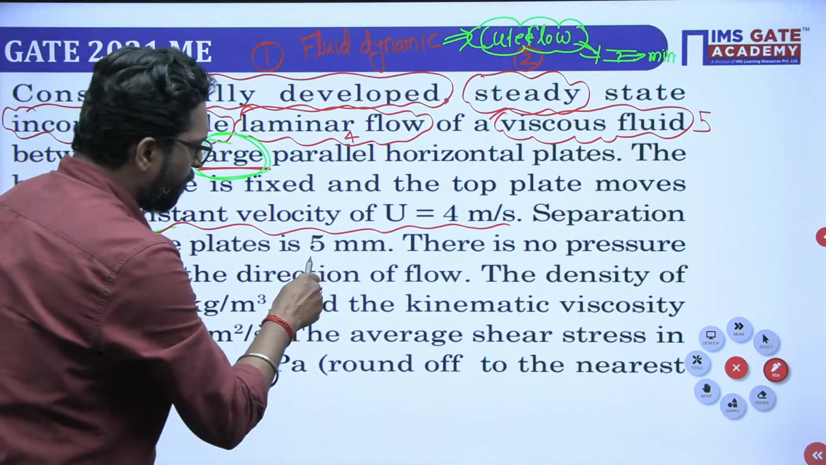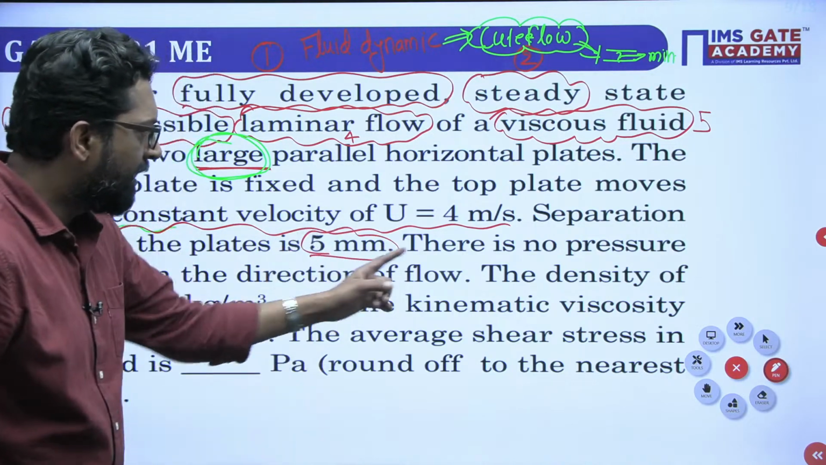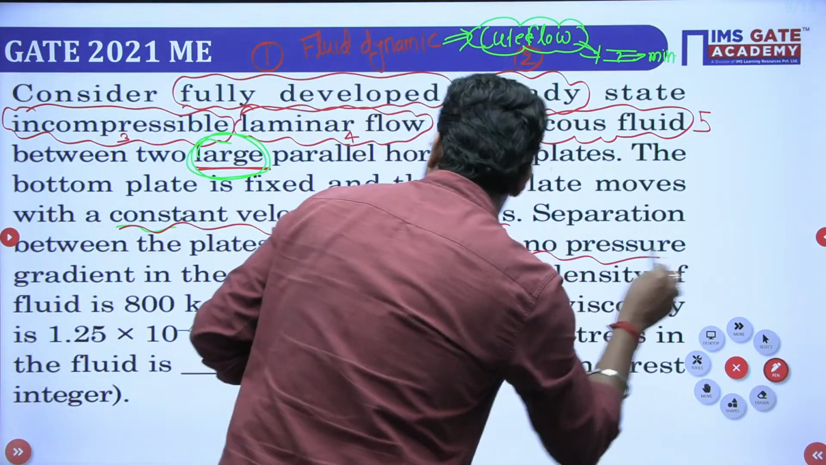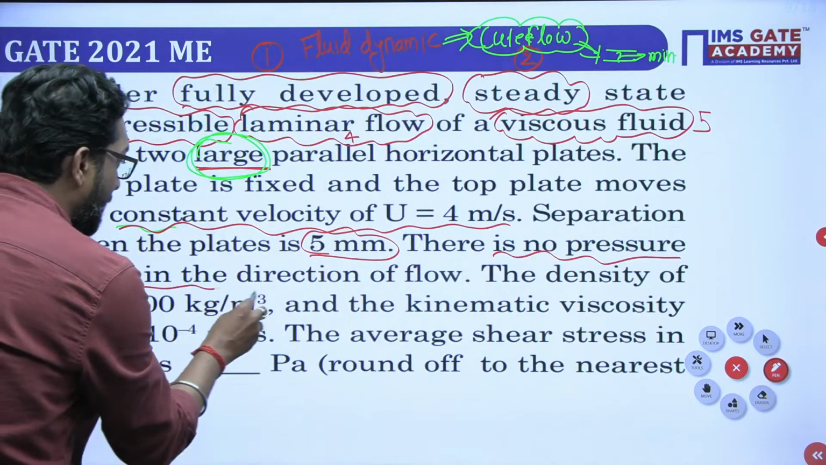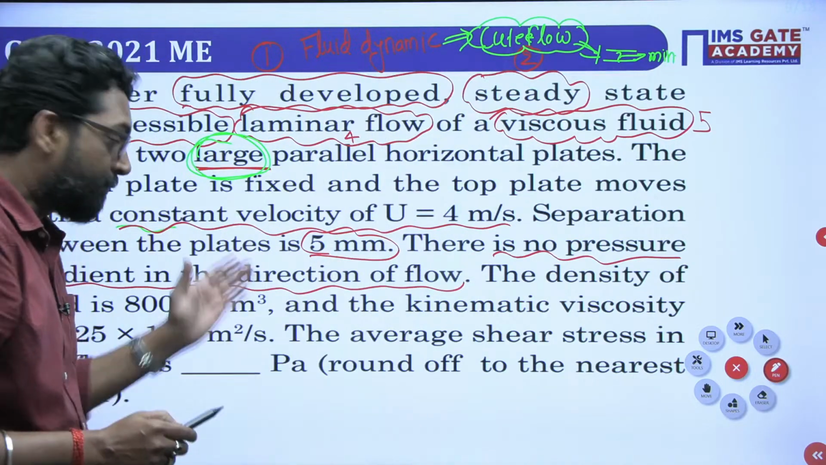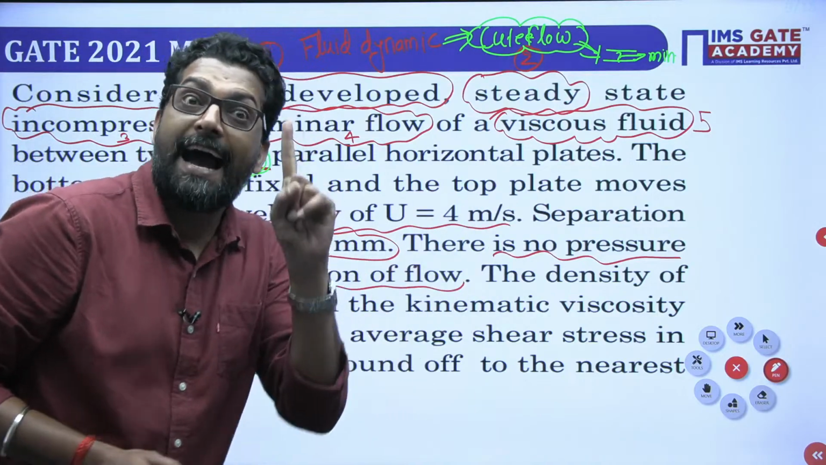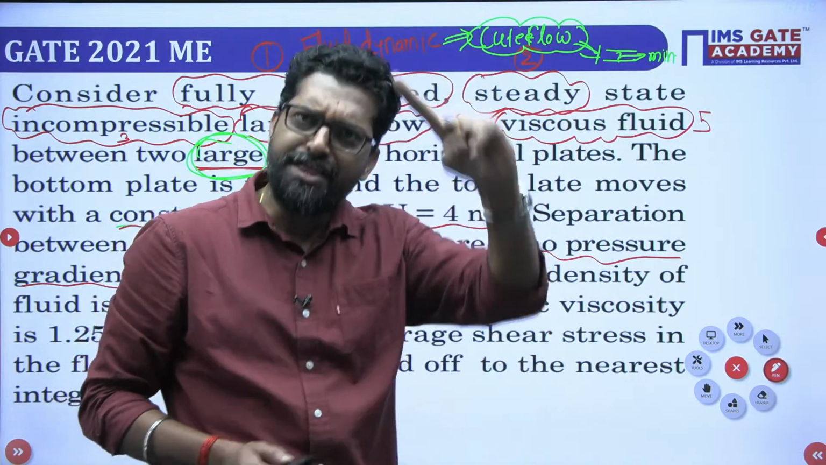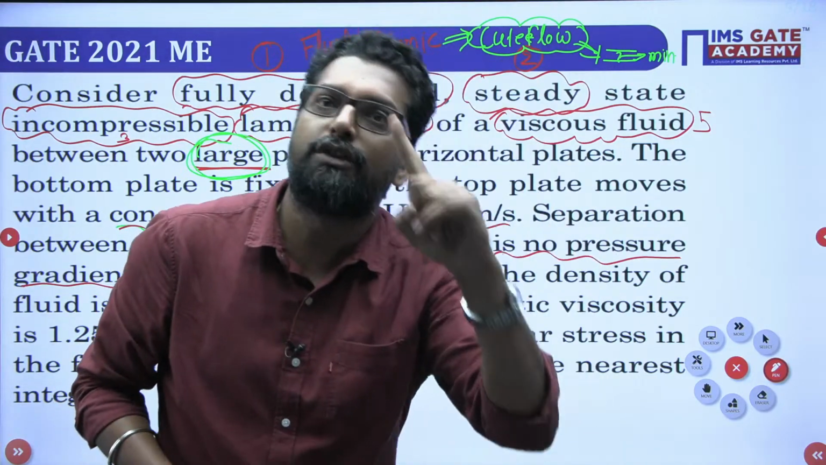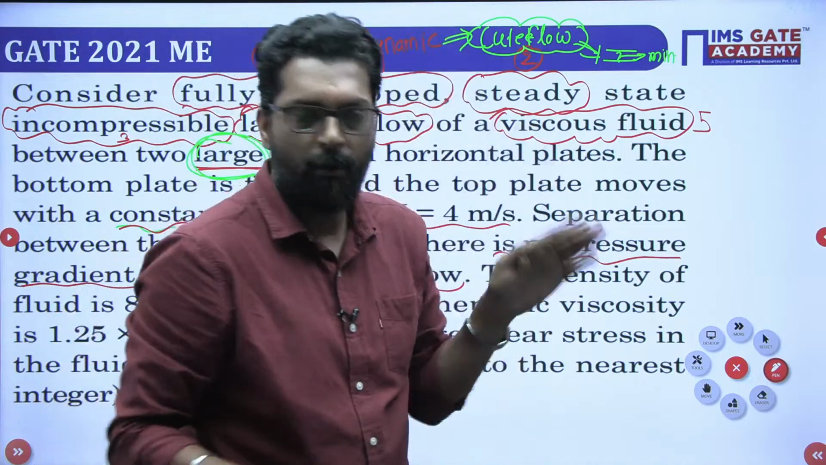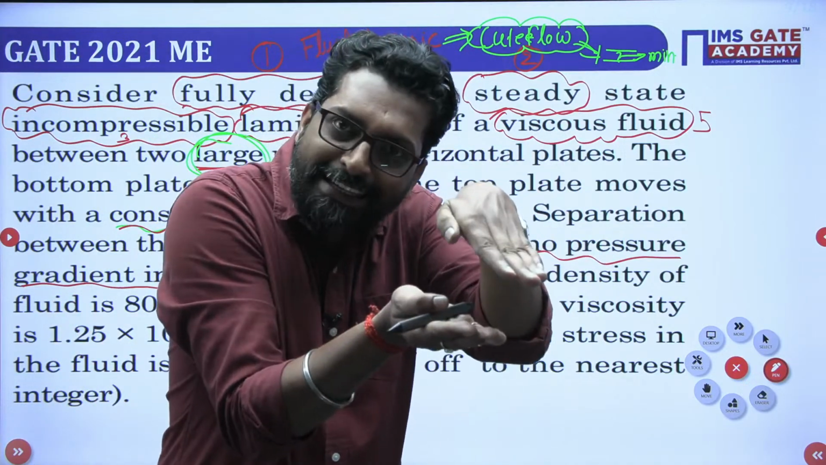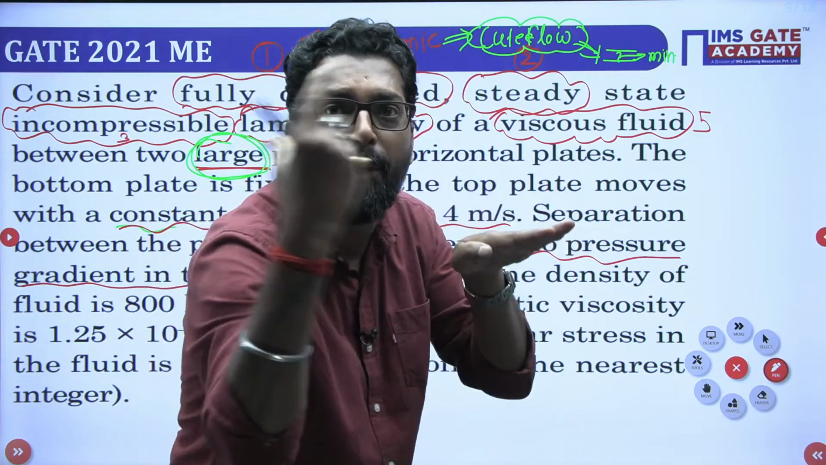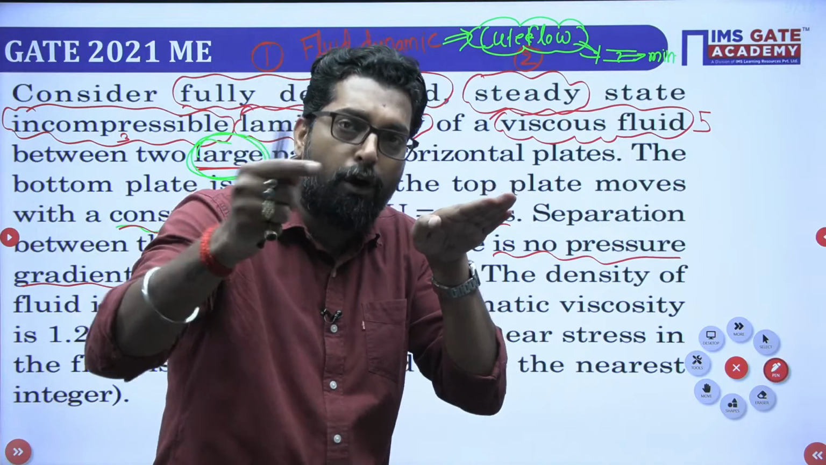See, this is 5 mm, a very small distance. This is also given: there is no pressure gradient in the direction of the flow. That means there is no pressure variation. That means the fluid must flow within the plates only due to the displacement of a boundary. Why? Because it is a horizontal plate, not an inclined plate. So for the horizontal plate, there is no weight component or g component. So the fluid does not flow due to gravity.